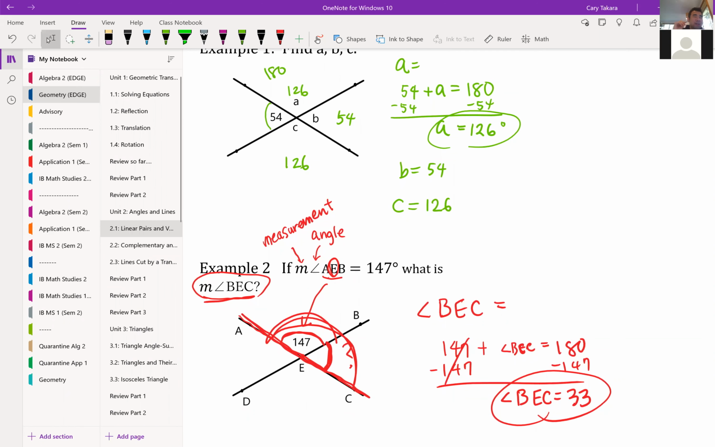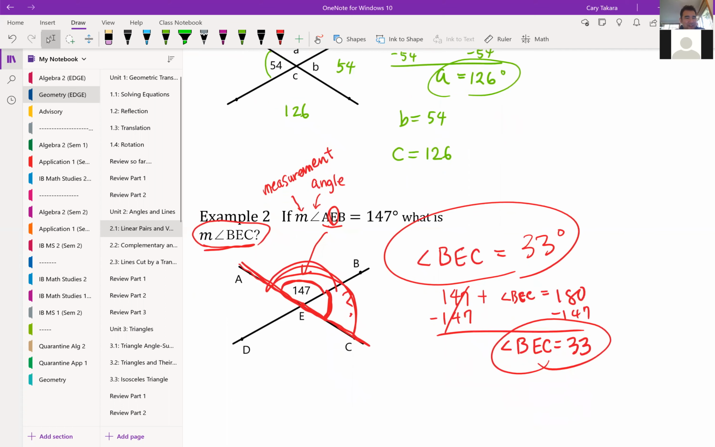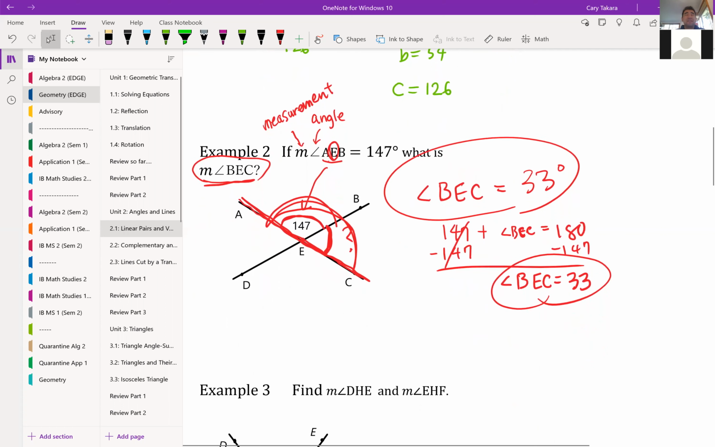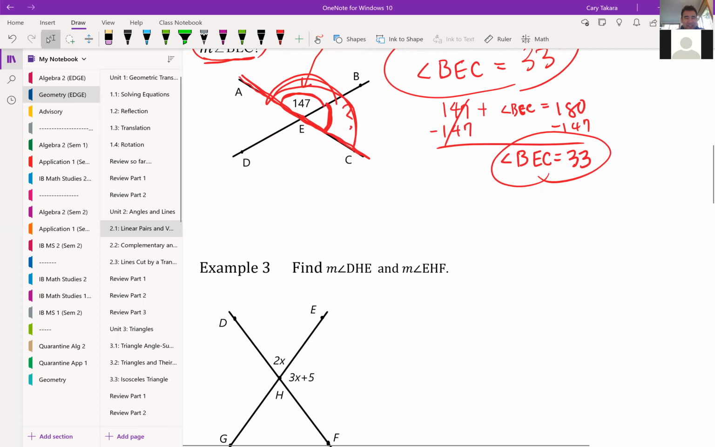Because 147, I mean, you don't have to write down the equation. I bet some of you can figure out 33 by just looking at it, by doing the mental math. 147 plus 33 is 180, right? So angle BEC is 33 degrees. You guys okay so far? Ready to move on? Next example.